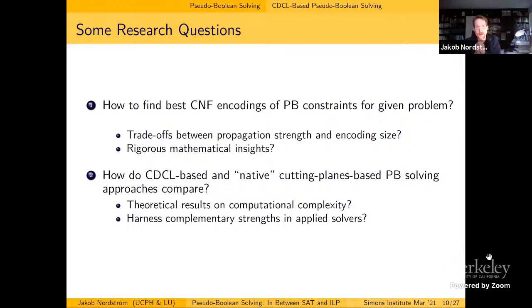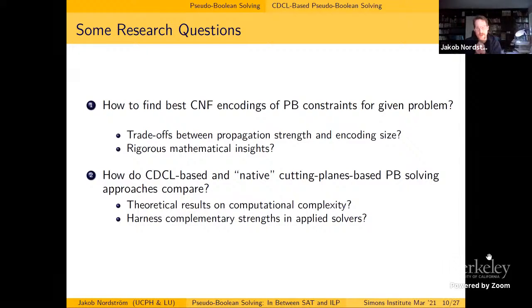But there are, I think, a lot of interesting problems. One interesting problem is, when you're doing the rewriting, how do you rewrite to CNF in the best possible way? There is a lot of research on this, a lot of different encodings. I don't think we really understand from a rigorous point of view which encodings are good or bad.